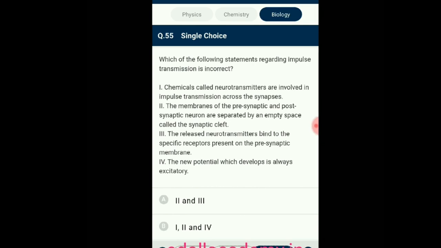Chemicals called neurotransmitters are involved in the transmission of impulse across the synapses. The membranes of the presynaptic and postsynaptic neurons are separated by a fluid-filled space called synaptic cleft. The released neurotransmitters bind to the specific receptors present on the postsynaptic membrane. The new potential which develops may be excitatory or inhibitory. So the answer for this question is option D. From the given 4 statements, 3 statements are incorrect about the impulse transmission.